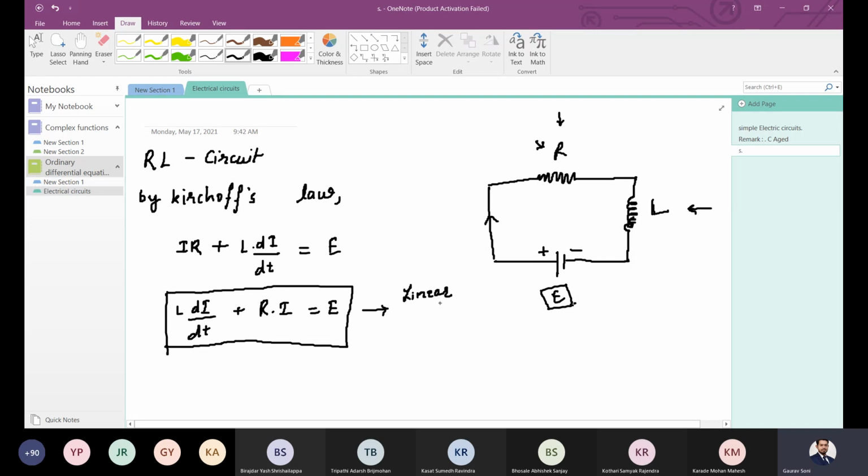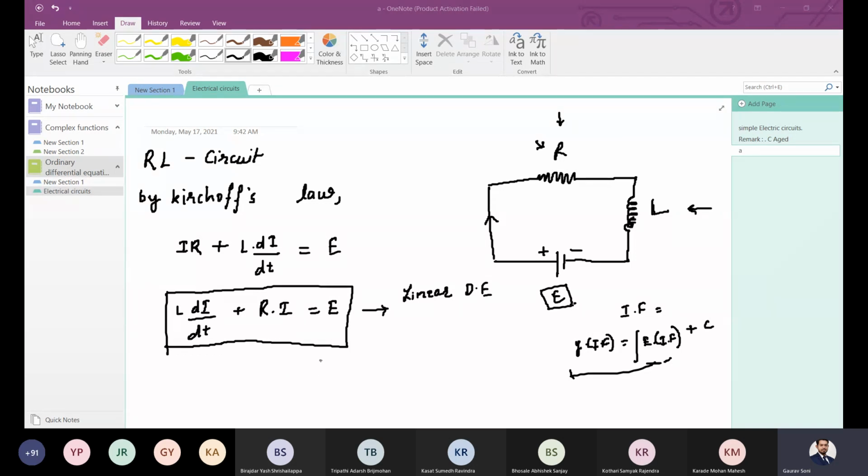You have the formula to solve it. For a linear differential equation, you first of all find the integrating factor. Once you get the integrating factor, then what is the formula? Y into integrating factor is equal to integration of E into integrating factor plus C. This you have seen in the previous lecture. So this can be solved, and what answer will you get when you solve this linear differential equation?